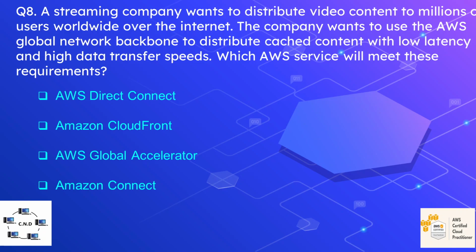Question number 8 is: a streaming company wants to distribute video content to millions of users worldwide over the internet. The company wants to use the AWS global network backbone to distribute cached content with low latency and high data transfer speed. Which AWS service will meet these requirements? The options are option A, AWS Direct Connect, option B, Amazon CloudFront, option C, AWS Global Accelerator, and option D, Amazon Connect. And the correct option is Amazon CloudFront.